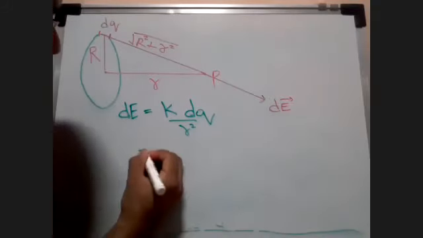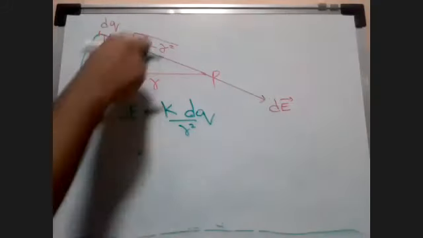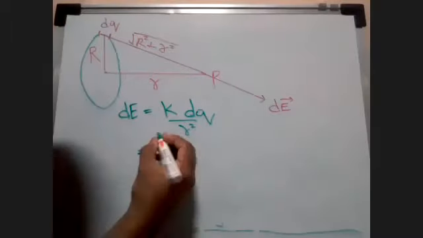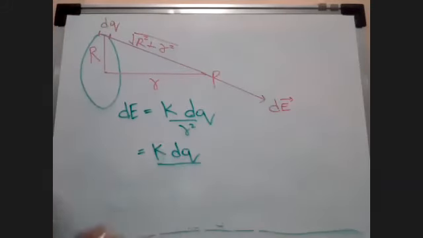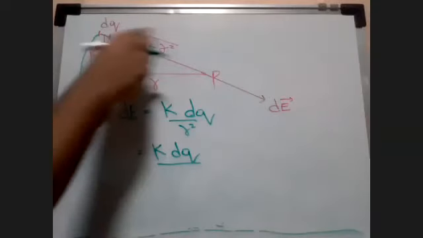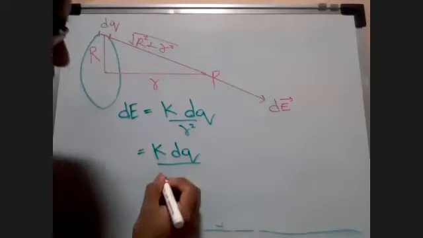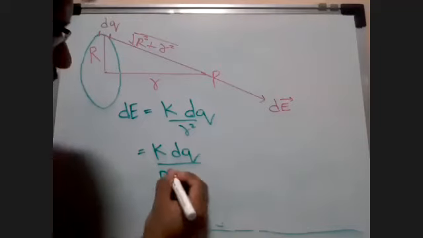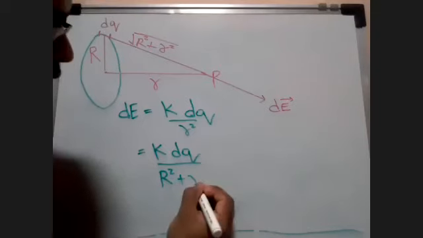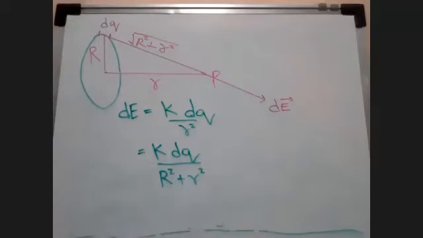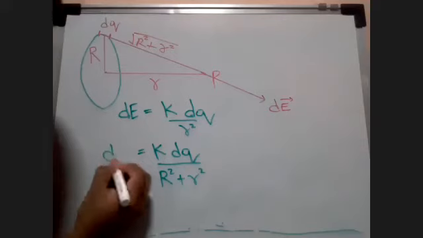R square is simply the distance between these two charges, which you get by Pythagoras theorem, that is k dq upon r square. If you put this, you will simply get capital R square plus small r square. I hope this is very understandable. So now this is dE.